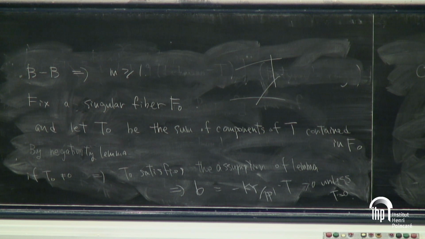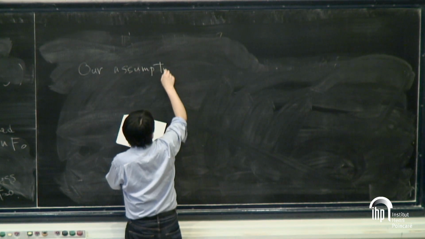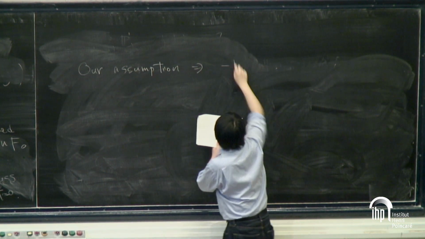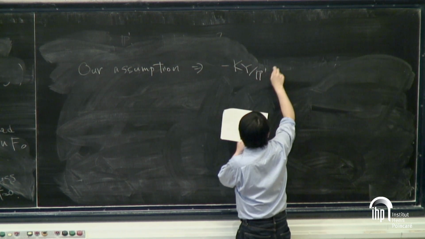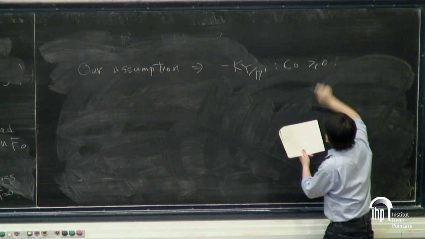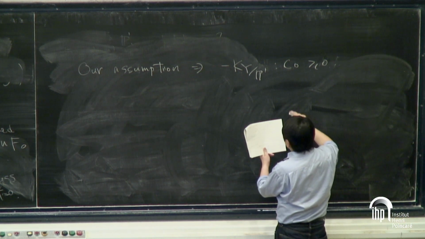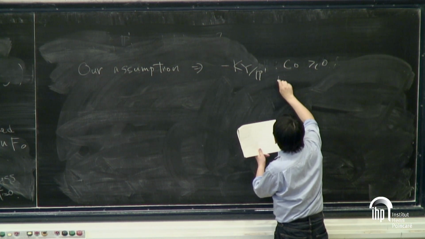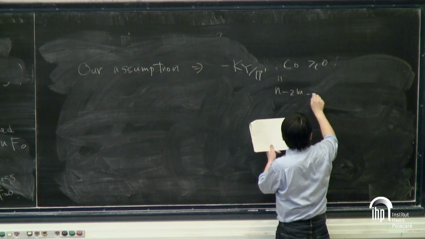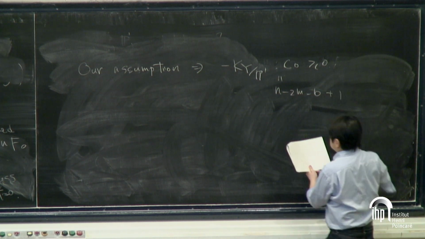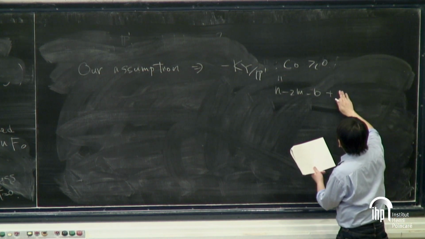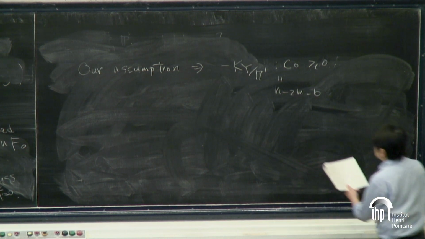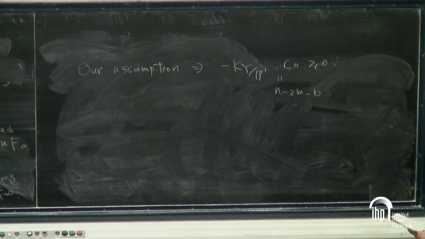But anyway, there's some inequality on height, right? Height is greater than or equal to minus n plus 1. And from that, one can conclude that our assumption implies that minus K_Y dot p over p1 C0 is non-negative. And then this is equal to n minus 2m minus b plus 1. I think, yeah, n minus 2m minus b. Yeah, right?